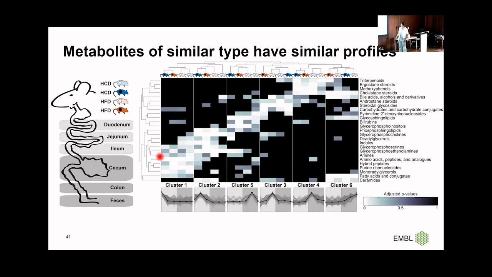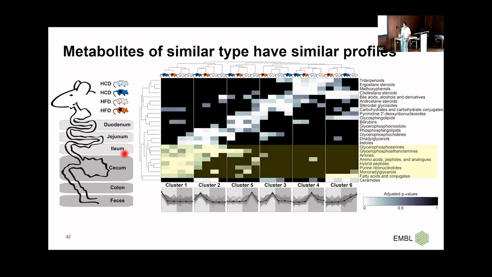So here the light color indicates which types of metabolites are enriched in cluster 1. And as you can see, all 4 mouse groups are clustering together. And for example, in the first cluster with metabolites that were most abundant in duodenum, the first part of the small intestine, we found metabolites of classes of glycerophosphoserines, amines, amino acids, purine ribonucleotides, some fatty acids, and we hypothesized that these metabolites are potentially coming from the diet because they're most abundant in the upper gastrointestinal tract.